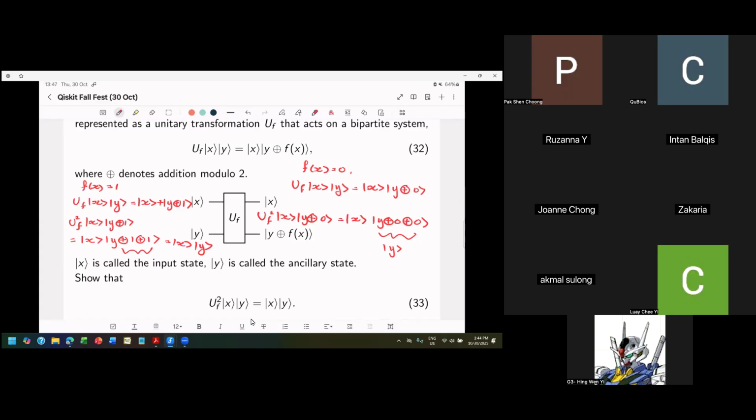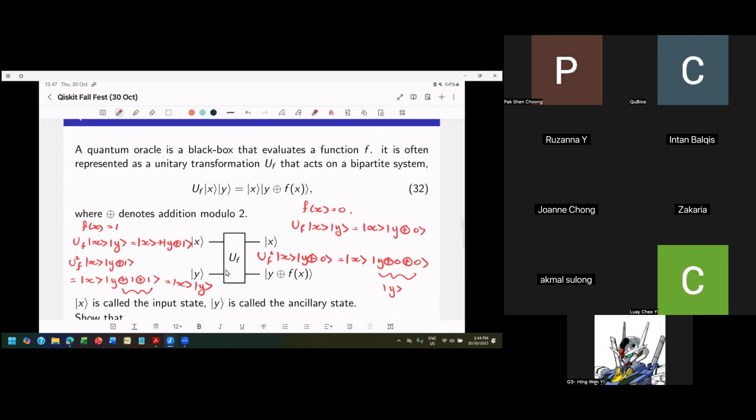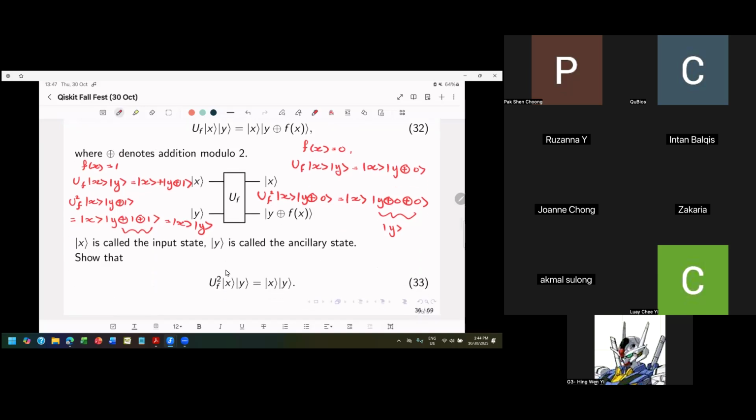Yes. I think I have, okay, I don't have slides. So what does it mean by addition modulo 2? Basically, you can think of it as this particular truth table, 1 1 0. This is one way for you to identify what the modulo 2 sum is. So that's how you prove equation 33.